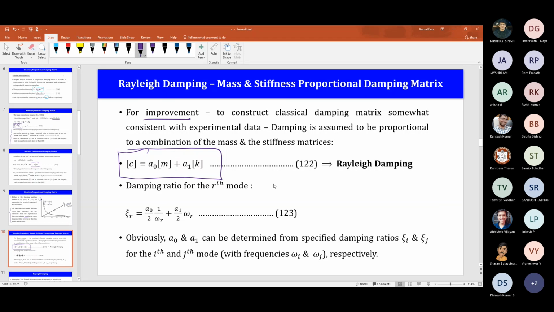Okay, so in this case the Rth mode damping ratio is this. Obviously, since there are two constants A0 and A1, I need to specify the modal damping ratio for at least two modes. Let's say I am specifying zeta i and zeta j for the ith mode and the jth mode, whose natural frequencies are omega i and omega j. I will substitute that information here and get two simultaneous algebraic equations, and solve them to get A0 and A1. Once I get A0 and A1, I will substitute back here to construct my Rayleigh damping matrix. Got it? So I can construct C.